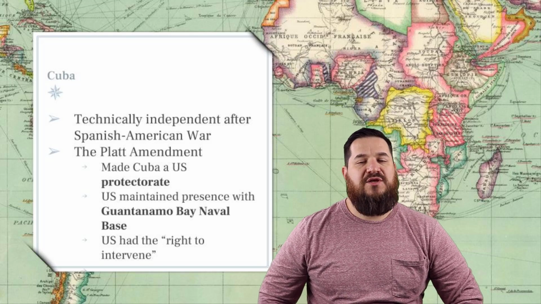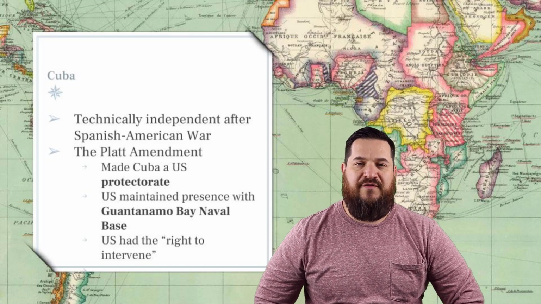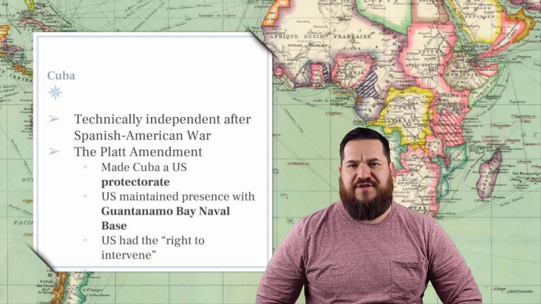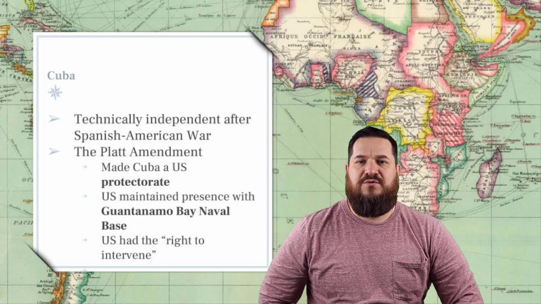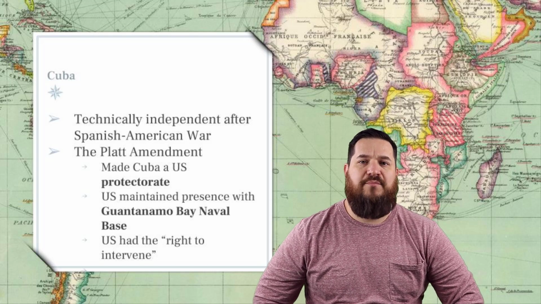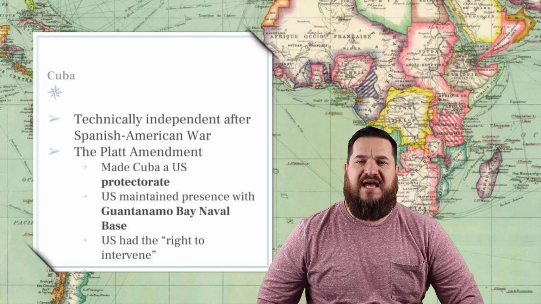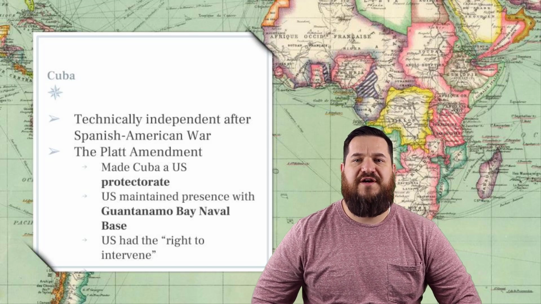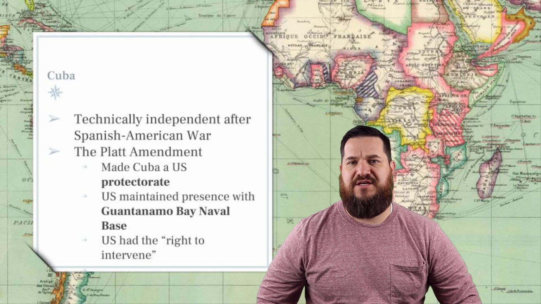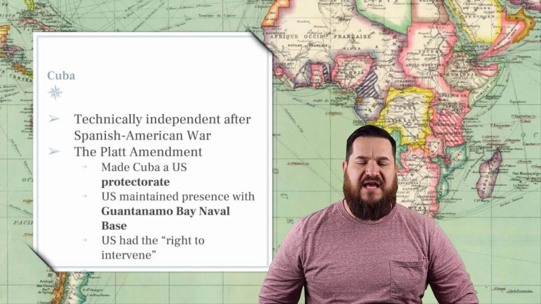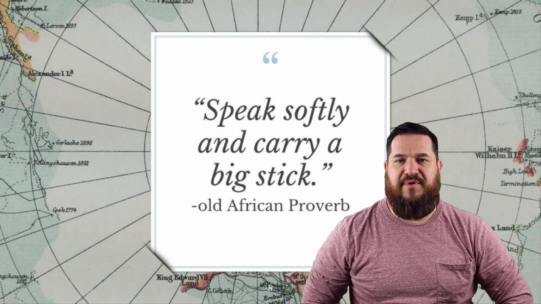The Platt Amendment made Cuba a protectorate. Basically what that meant was that Cuba would rely on the United States for any kind of defense or protection. The Platt Amendment also gave the United States the rights to Guantanamo Bay, where they would have a permanent naval station. Finally, under the Platt Amendment, the United States had the right to intervene in Cuban affairs whenever it saw fit. This was the United States' way of maintaining control of Cuba without actually having to call Cuba a territory.